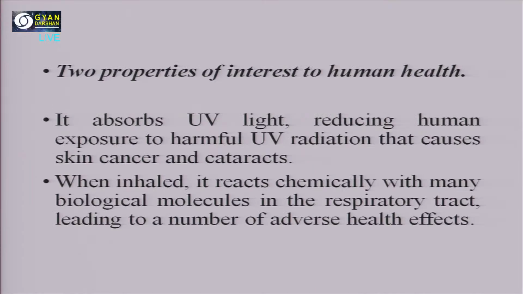So what are the effects on human health? Two properties are of interest for human health. One is the ozone layer. It absorbs UV light, and there are three types of UV, filtering out the very harmful radiations. But human beings can still be exposed to harmful UVB radiation, which can cause skin cancers, eye cataracts, and so on. When inhaled directly, at ground level, ozone can cause respiratory symptoms, chest tightness, and so on.